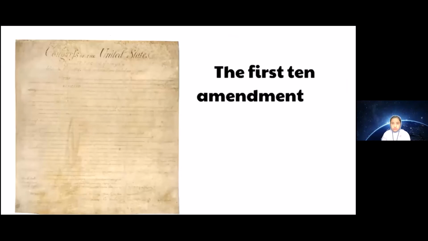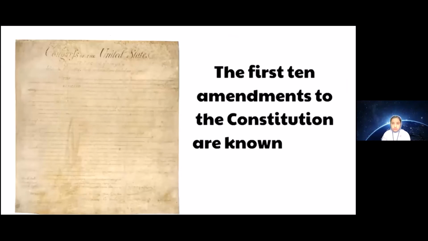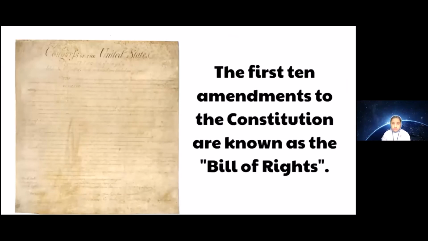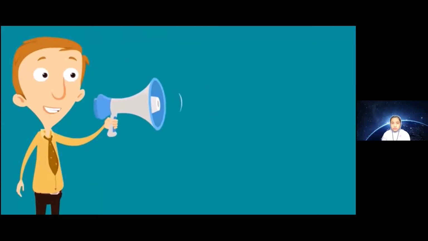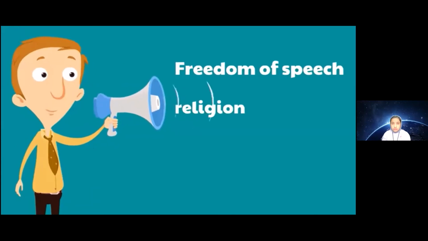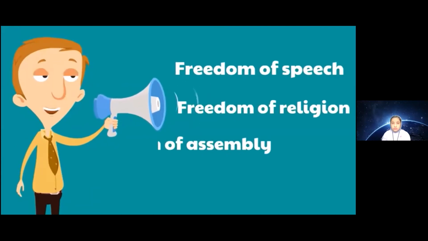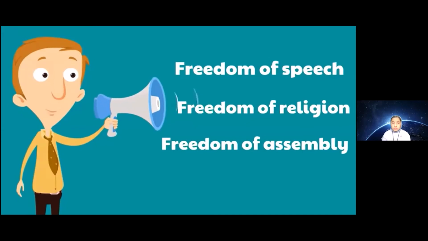The first 10 amendments to the Constitution are known as the Bill of Rights. They protect the most basic freedoms of every American citizen. Rights are things that everyone should be allowed to do. For example, the First Amendment of the Constitution guarantees us freedom of speech, freedom of religion, and freedom of assembly.